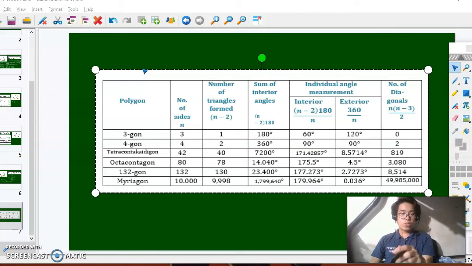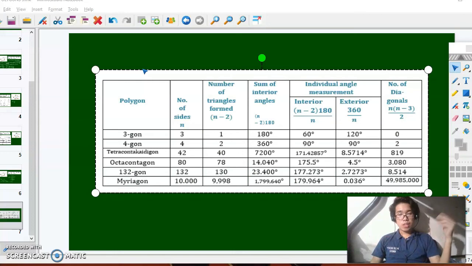So if, for example, we have the trigon, so that's a triangle, a polygon with 3 sides, its number of sides is 3. The number of triangles formed there is n minus 2, so that's simply 1. For the sum of the interior angles, simply substitute n: 3 minus 2 is 1, and 1 times 180 is 180 degrees. Then the individual interior angle measurement is 3 minus 2 times 180 all over 3, and you get 60 degrees. For the exterior angle, 360 all over 3, you get 120 degrees. And for the number of diagonals, you get 3 times 3 minus 3 all over 2, so that's simply 0 over 2, which is 0. So that's the summary for the trigon, or the triangle.